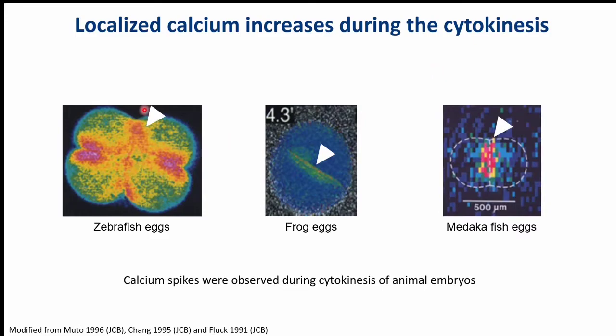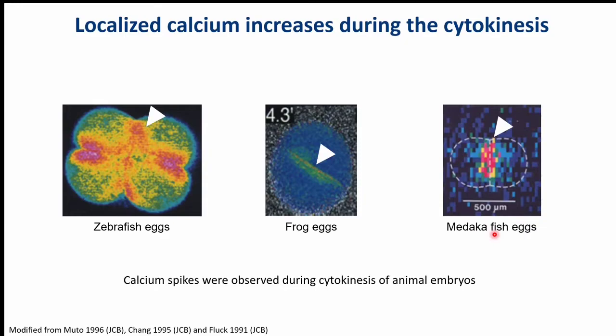As you can see from the pointed arrowheads, this dividing cell has been injected with a dye that labels calcium, and it shows localized elevation of calcium signal at the cleavage furrow. In zebrafish, a similar observation has been made, in frog eggs, and also in medaka fish. So this suggested that calcium transients or spikes were observed during the cytokinesis of animal embryos.